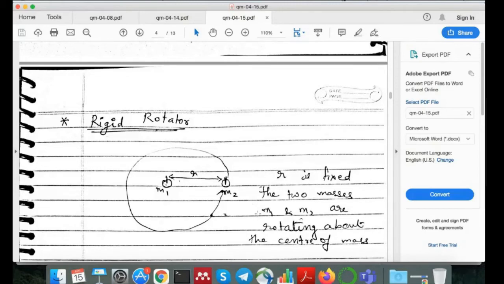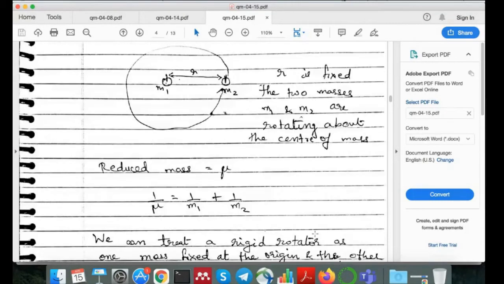Okay, so let's look at this problem. We have mass m1 and mass m2. m1 is the mass of the first particle, m2 is the mass of the second particle, and these two are separated by some distance r. The distance r is always fixed. It is not changing in time at all. You are just looking at how this entire molecule is rotating about its center of mass axis. So r is fixed, and the two masses m1 and m2 are rotating about the center of mass.